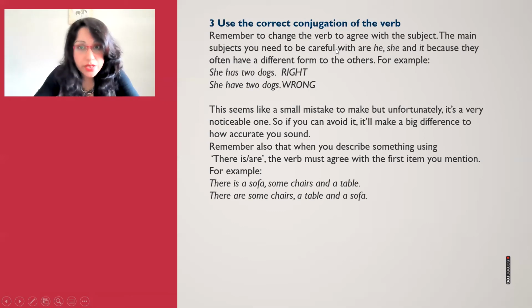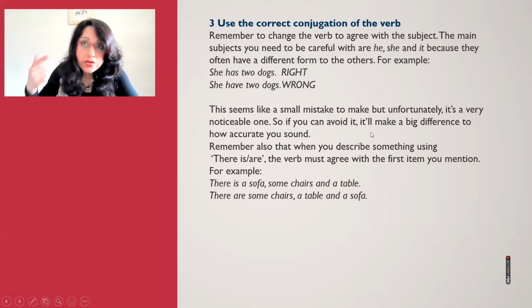So the main subjects you need to be careful with are he, she, it, because they often have a different form to others. So she has 2 dogs. This is right. But she have 2 dogs. This is not right. Okay. So this seems like a small mistake to make, but unfortunately, it's a very noticeable one. So if you can avoid it, it will make a big difference to how accurate you sound.